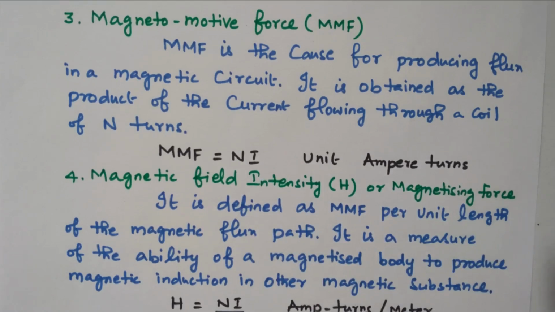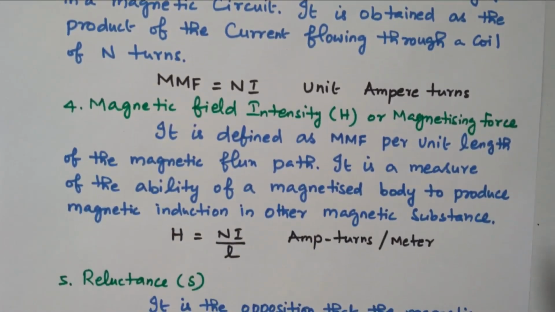Then we'll go to the magnetic field intensity or magnetizing force. Intensity, again we have intensity.